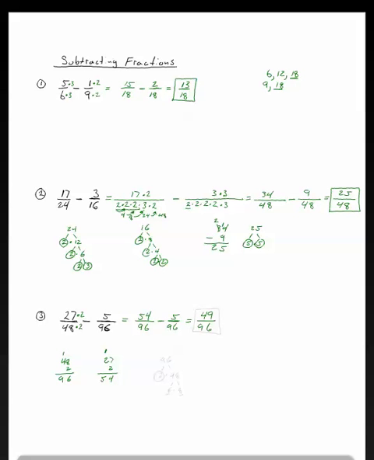And now we want to see if this is reducible or not. The first thing I know is that 49 is 7 times 7. So if 96 has a factor of 7 in it, then it's reducible. But I don't know if it does or not, so I have to break it down. That's going to be 2 times 48. And 48 is 6 times 8. I don't even really have to go any further than this, because I know that there's not going to be a factor of 7 inside my 2, there's not going to be a factor of 7 inside my 6, and there's not going to be a factor of 7 inside my 8. So 49 over 96 is fully reduced.